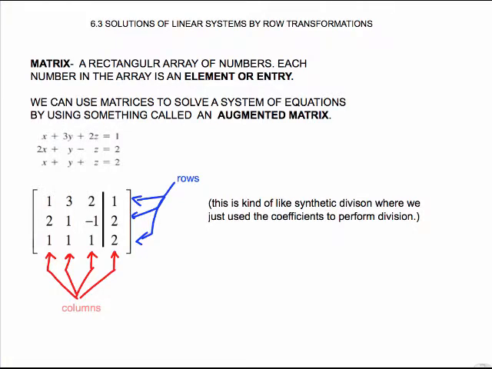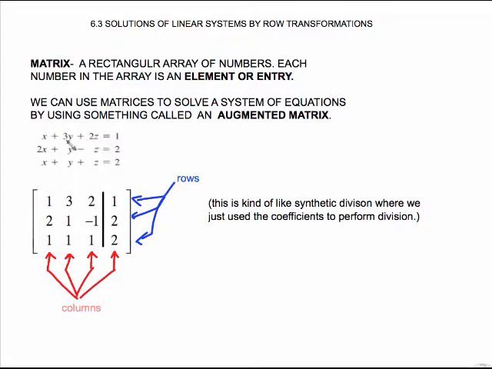This is Pre-Calc section 6.3, Solutions of Linear Systems by Row Transformations. We're going to be using something called a matrix, which is a rectangular array of numbers. Each number in the array is called an element or an entry. We can use matrices to solve a system of equations by using something called an augmented matrix.